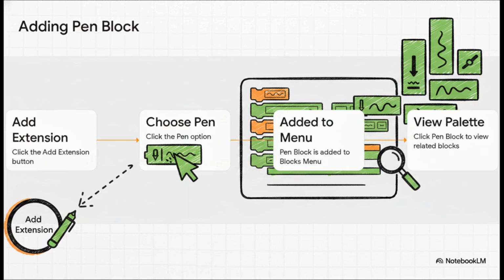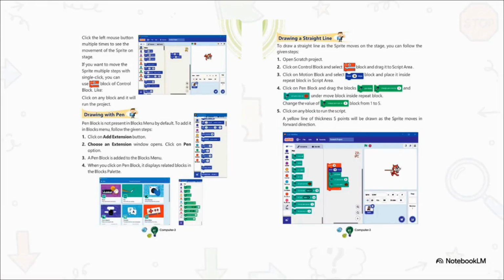You have to follow specific steps to reveal these hidden green pen blocks. You have to go down to the bottom left, click the Add Extension button, and then select the pen option. Only then will those green drawing blocks magically show up in your menu. Let's see how we build this into an actual program. Once you've grabbed the pen tool from the Add Extension menu, you can start combining categories.